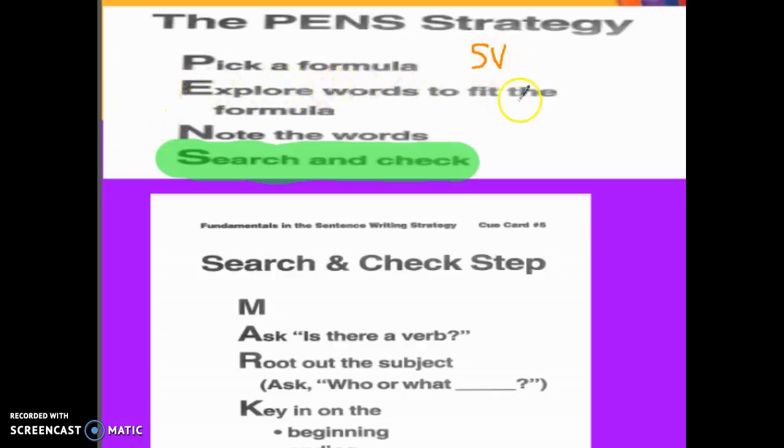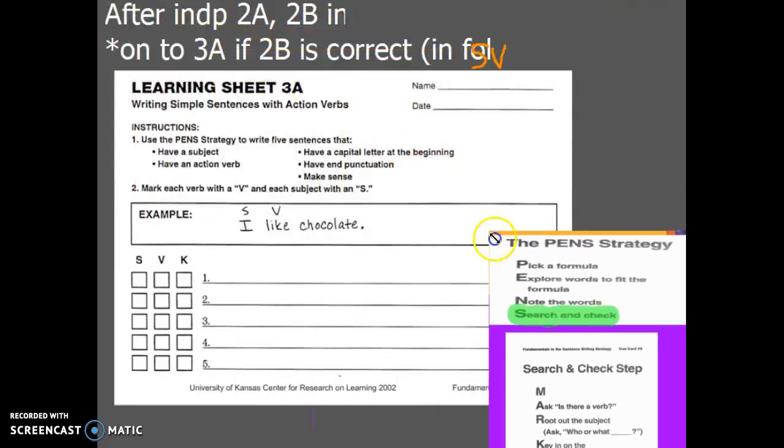Explore the words to fit the formula means you're going to stop and think of words you could put in for the subject and think of words you could put in for the verb. When you note the words, you write them down, and then you follow the search and check steps that spell mark. So let's do a couple of practice ones together.